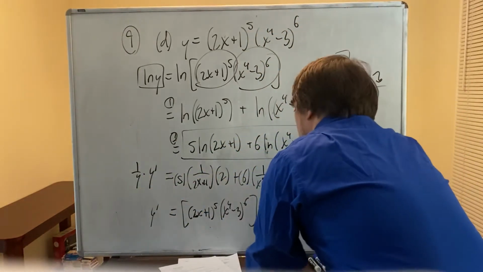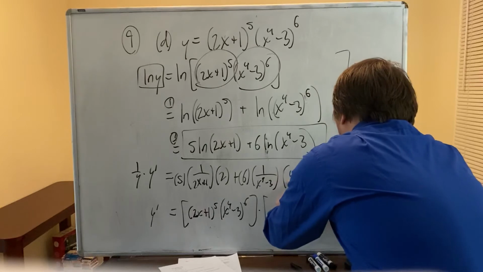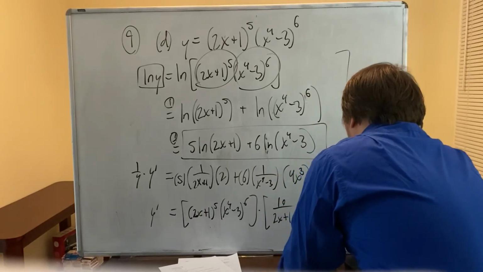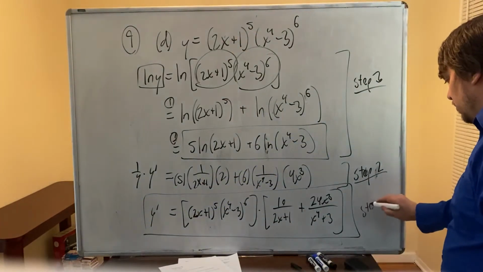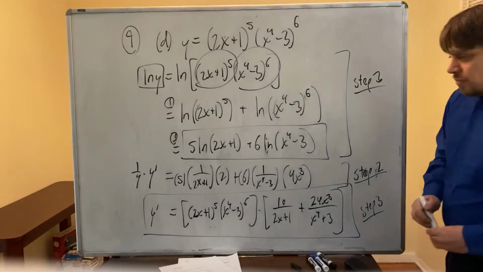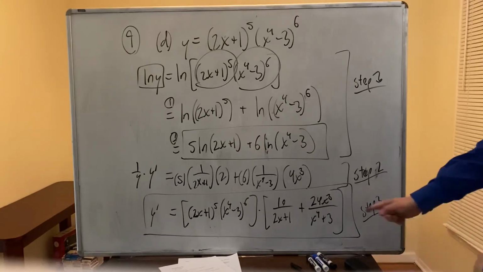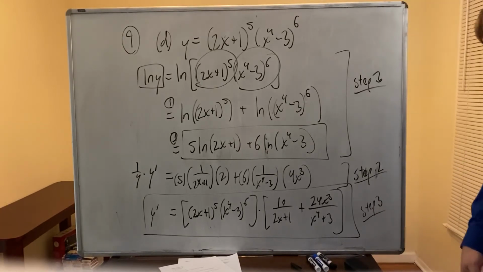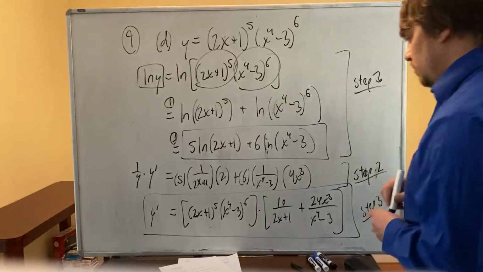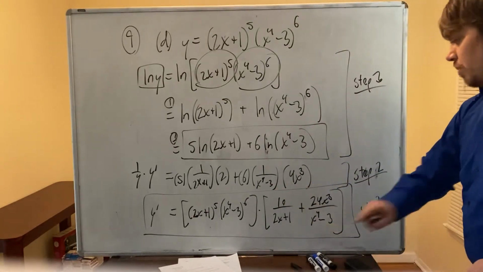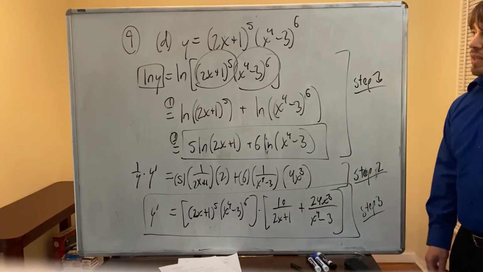5 times 2 is 10. 10 over 2x plus 1 plus 6 times 4, 24x cubed over x to the 4th plus 3. Okay, and that's step 3. Oh, so this is a minus 3 here. That should be a minus sign. Good. So that's y prime. We differentiated y. All right, so that's 9d.